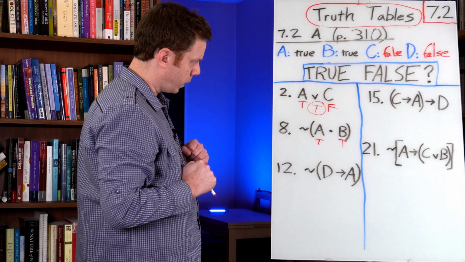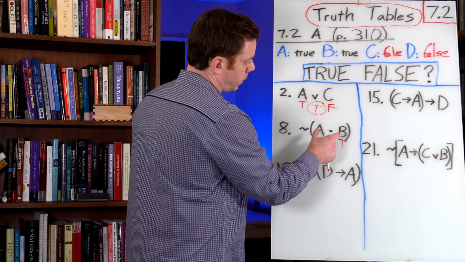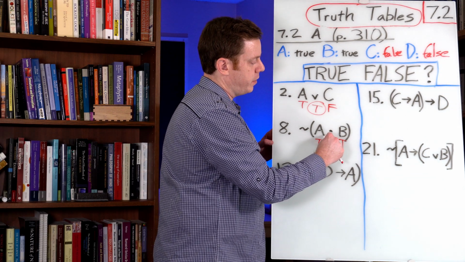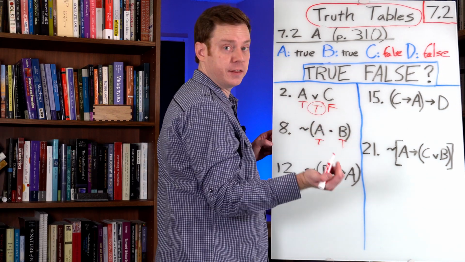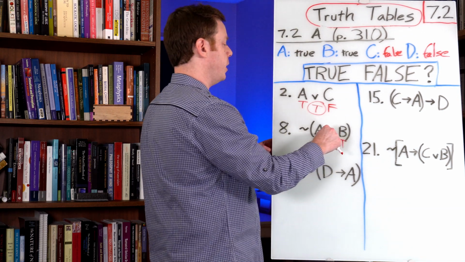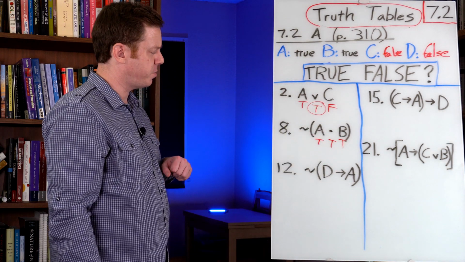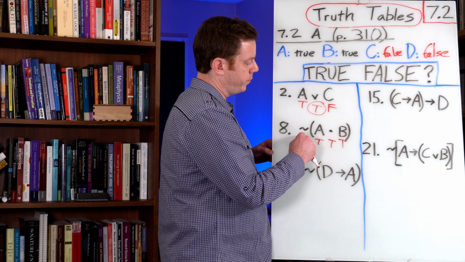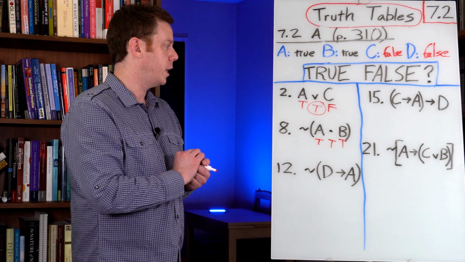So if A is true and B is true, well, the conjunction A and B is going to be true, right? So we'll write the true underneath the dot. Now, what about the whole statement?